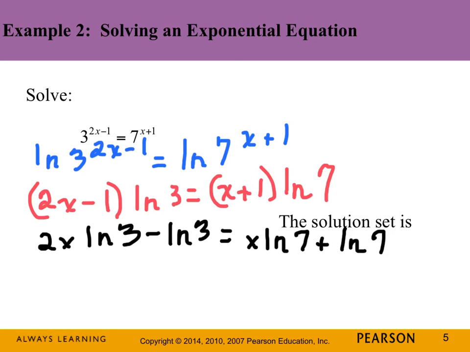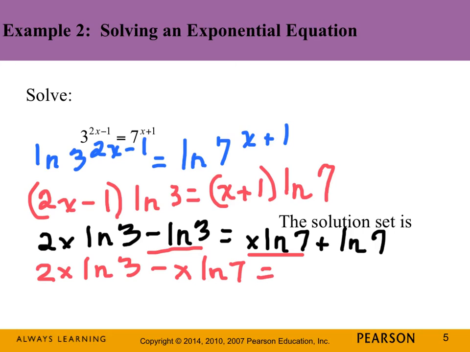Okay, remember your objective is to get the x isolated. So now we're going to take this x and get it moved to the other side, and this minus natural log of 3 will go to the right. So a shortcut to think of is when you move to the other side, your sign changes. So on the left, I'll have 2x natural log of 3 minus x natural log of 7 equals natural log of 3 plus natural log of 7.